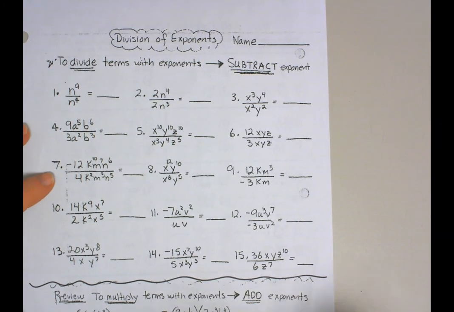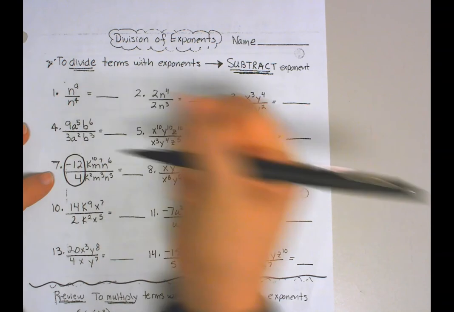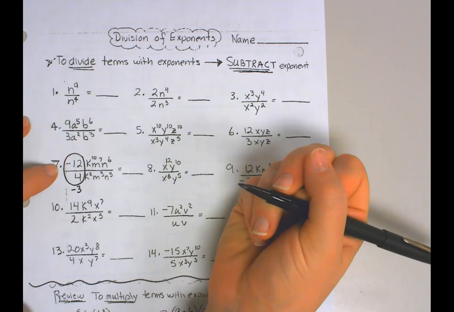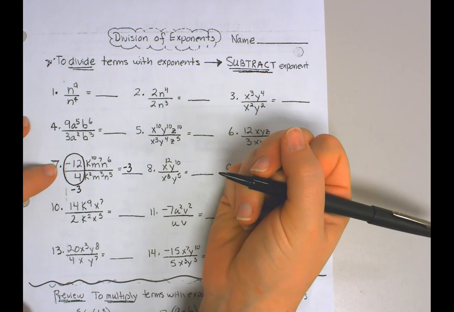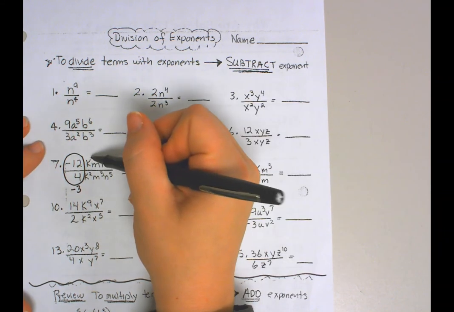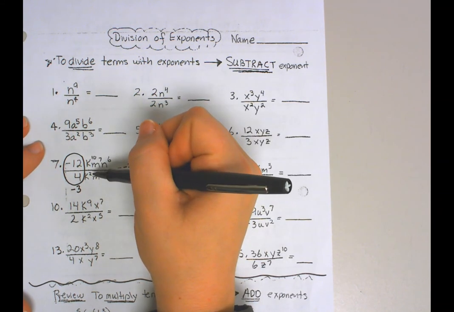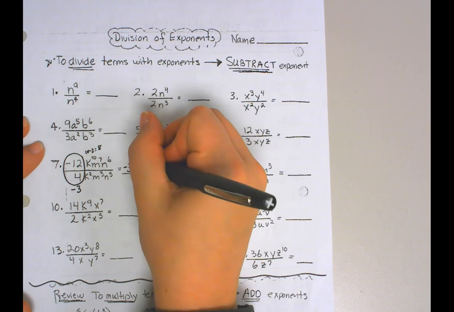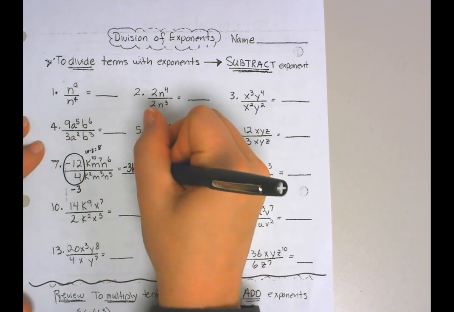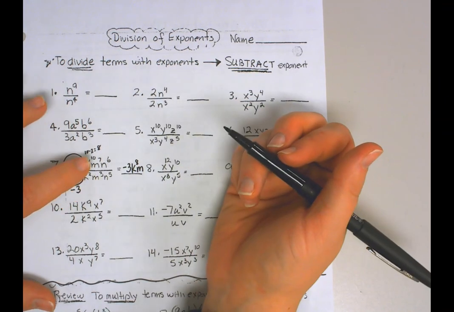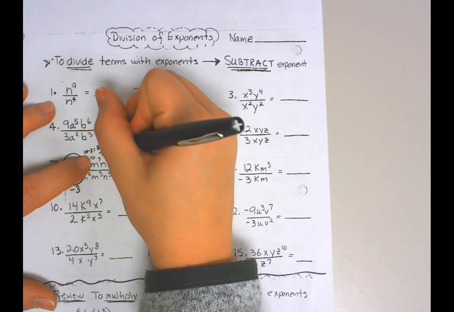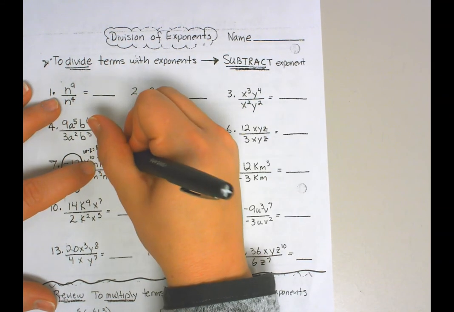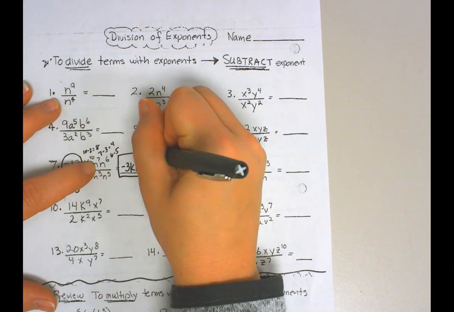So looking at number 7, I'm going to do my coefficients first. Negative 12 divided by 4 gives me negative 3. Then I'm going to subtract for k, right? K is bigger at the top than it is the bottom. So at the top, I'm going to have a k. 10 minus 2 would give me 8. So I have k to the 8th. Then m is bigger at the top. 7 is bigger than 3. So m will stay at the top. 7 minus 3 gives me 4. And then n is also bigger at the top. 6 minus 5 gives me 1. So that would be my final answer.